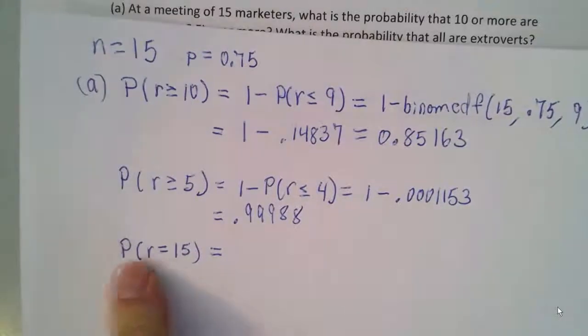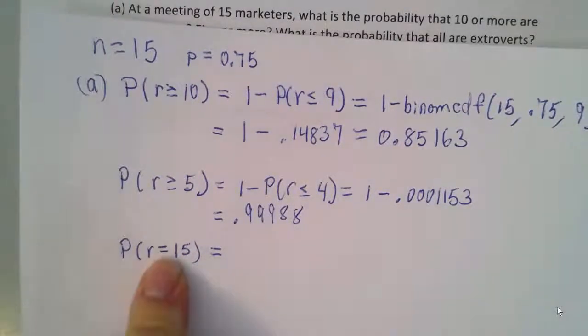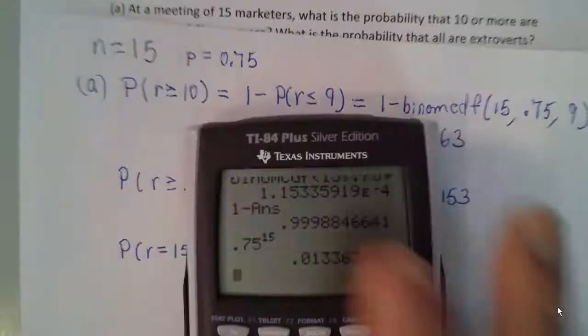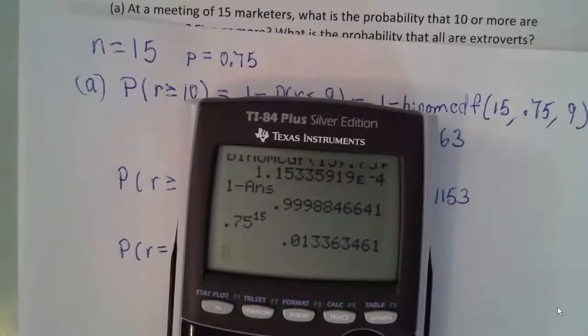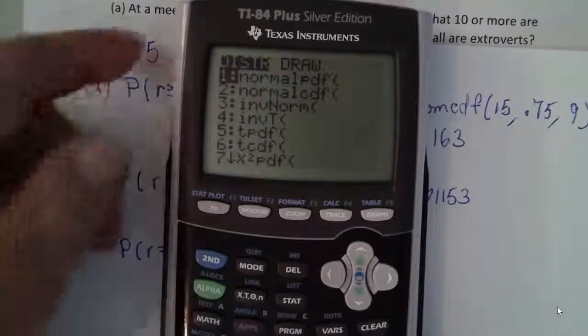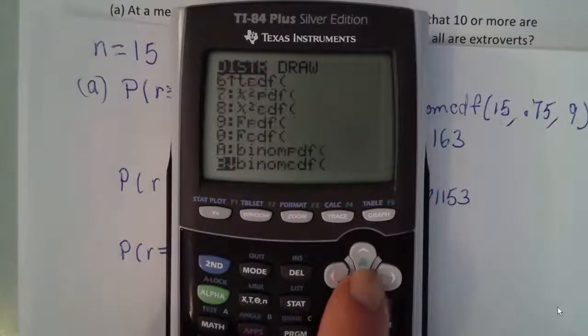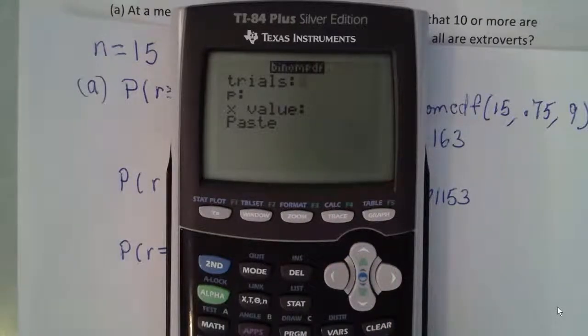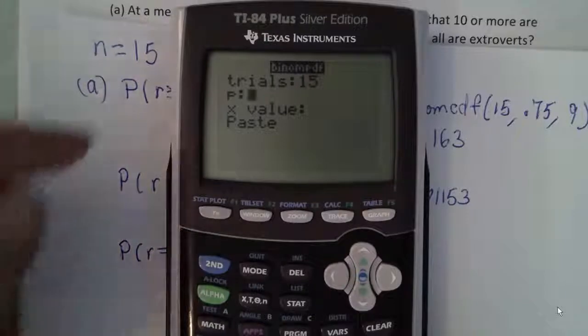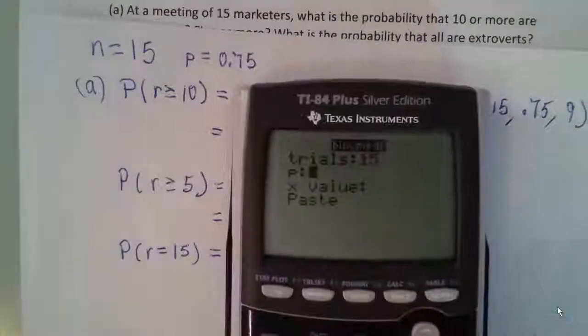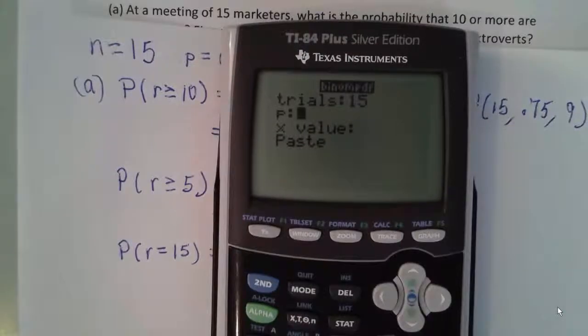distribution function. Notice, this is no longer an inequality in here. You don't have a less than or equal to, you have an equal to. So that's the PDF function. So let's do it that way. I'm going to do second distribution, and cursor down to choice A, binomial PDF. I have 15 trials. I want to know, the probability of success is 0.75, and I want to know the probability that all 15 will be extroverts.